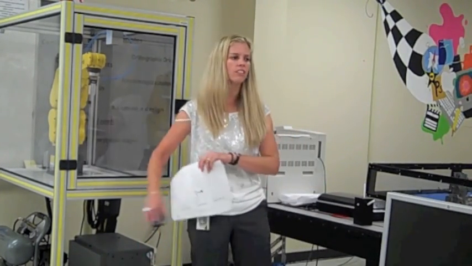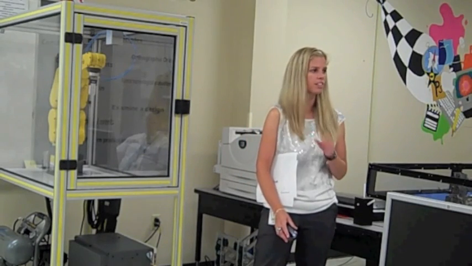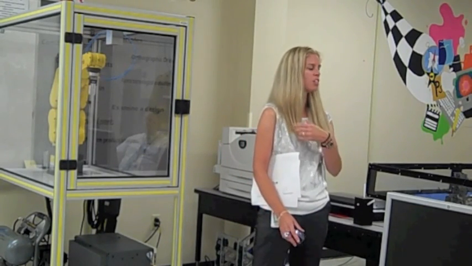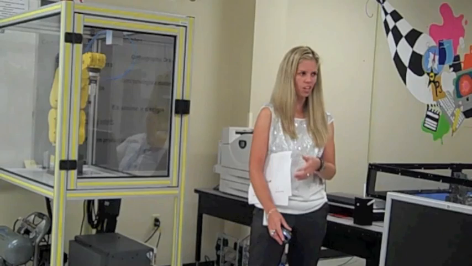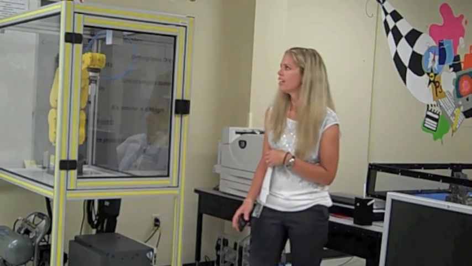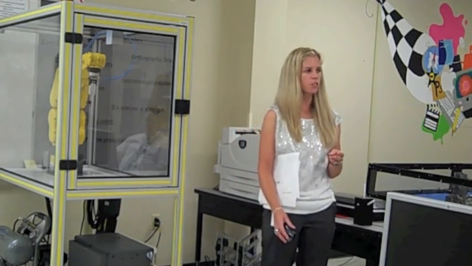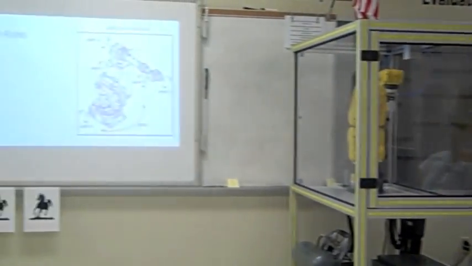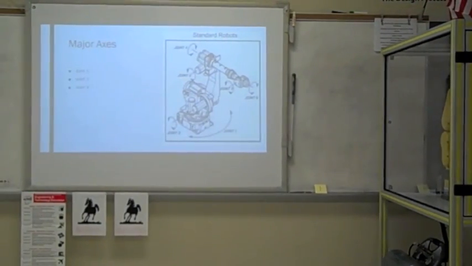On a standard robot, there's 6 axes. Now, when you get to bigger robots, that can change to have more. But for ours, and most of them, there's 6. So there's 3 that are the major ones, and that's 1, 2, and 3.